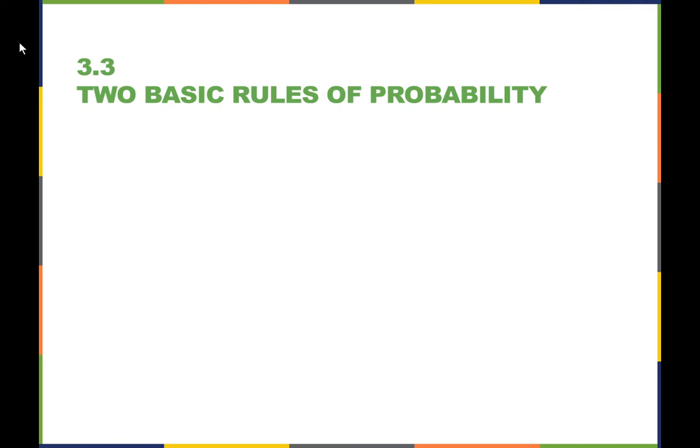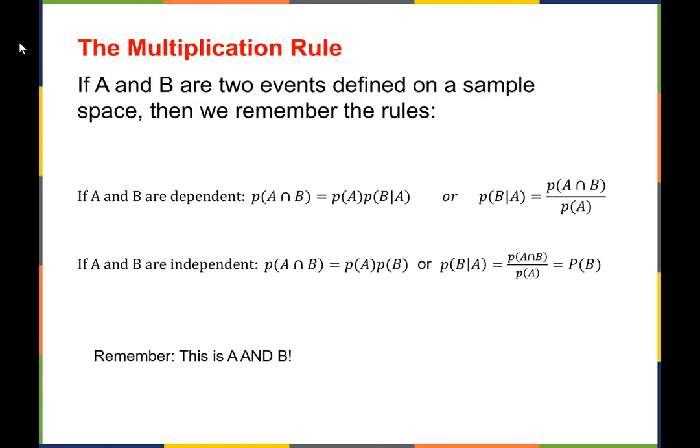Hi, and welcome to section 3.3, where we're going to be talking about two of our basic rules of probability. We've discussed these a little bit, but we're going to go over them one more time. Our first rule is called the multiplication rule. If A and B are two events defined on a sample space, then we have these rules.